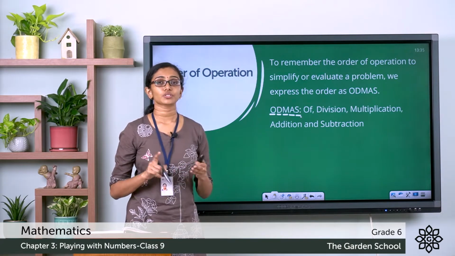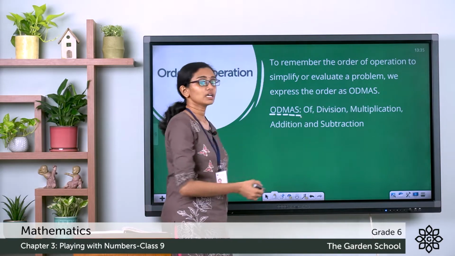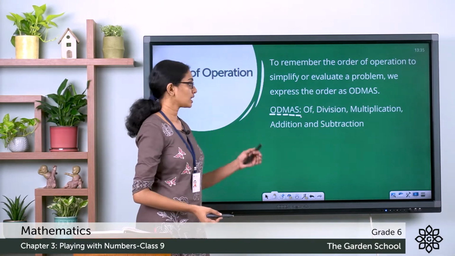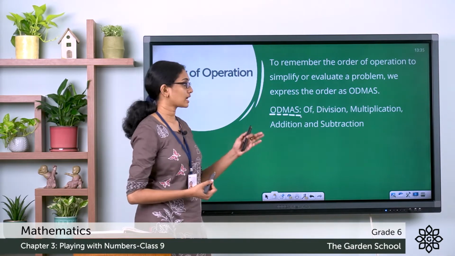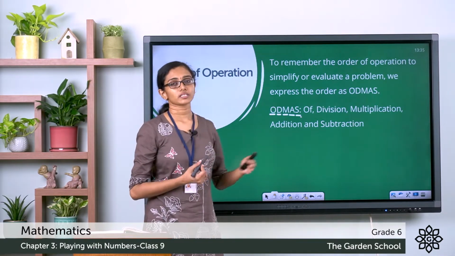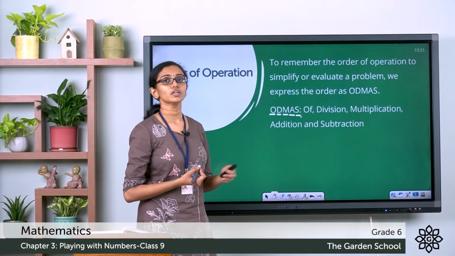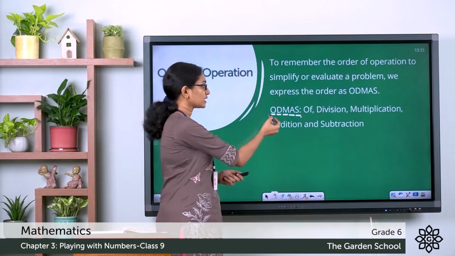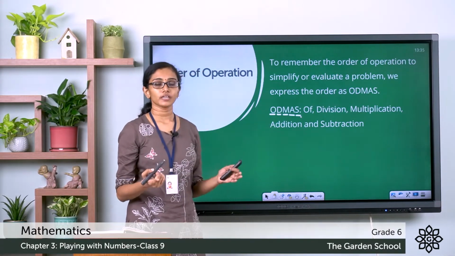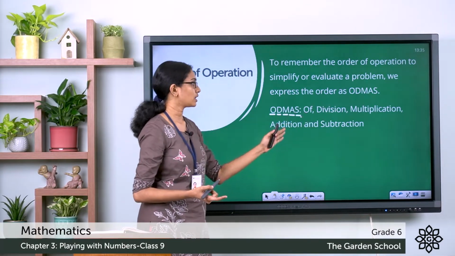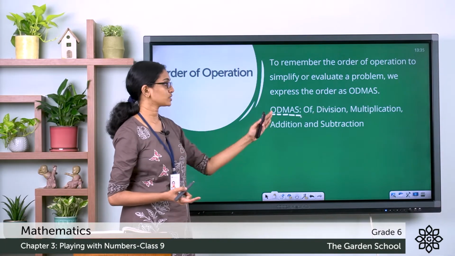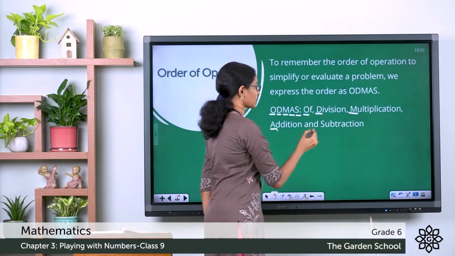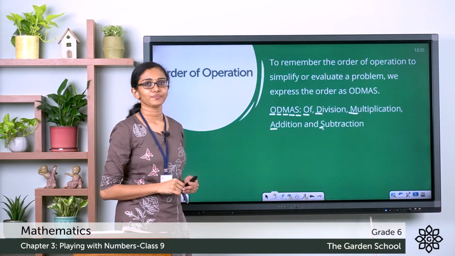So first you should solve the part where it says of, then you should do the division part, then the multiplication part, after that the addition part, and at last you should solve the subtraction part. So this is the order you should follow, and it's called ODMAS. See, this word is made up of the first letters of the words: of, division, multiplication, addition and subtraction. So it is ODMAS. Hope this is clear to you now.